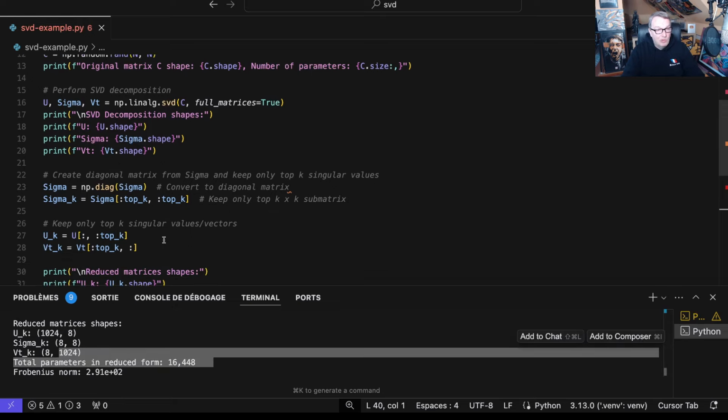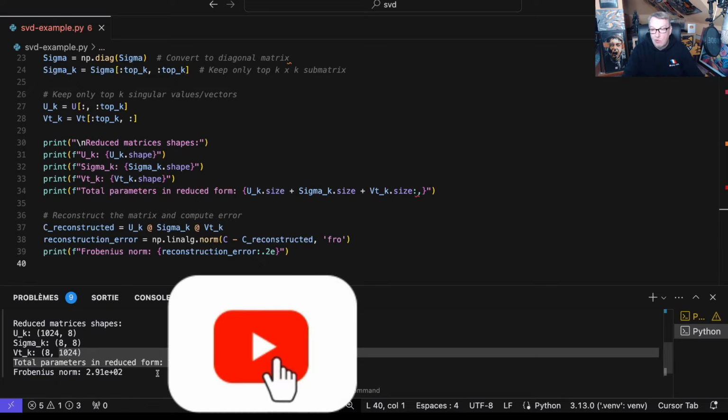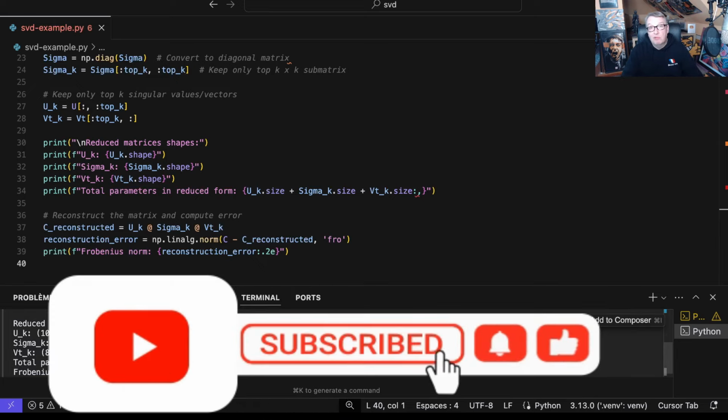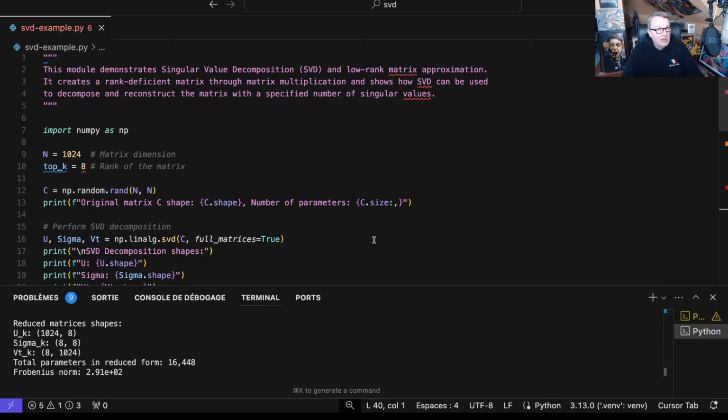And when we reconstruct the matrix and compute the Frobenius norm, we get this value, 291, which probably means something somewhere. I don't care. Just to show you that this is really what you saw on the slide, there's no difference. So let's try something. Let's try increasing the rank. Maybe if we put the rank at 64, we can see something here.